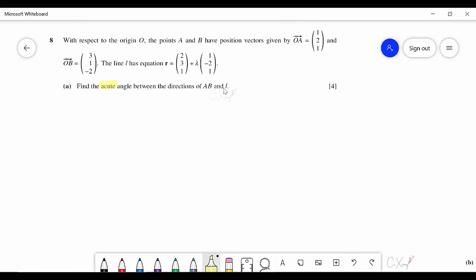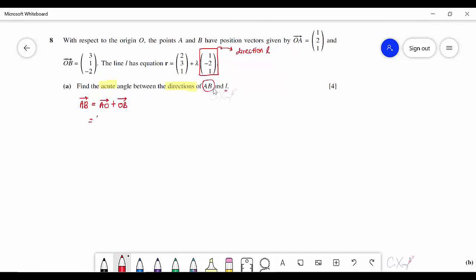So to find the acute angle, you need 2 directions. They tell you that they want to find the direction for AB and also the direction for L. L is actually the line. The direction in the vector equation is only the part at the end of the vector equation. So this is the direction of L. We are going to use this part only to calculate the acute angle later. Now we need to find the direction AB. Of course, you need to do some basic calculation. So how to get the direction AB? You can take AO plus OB.